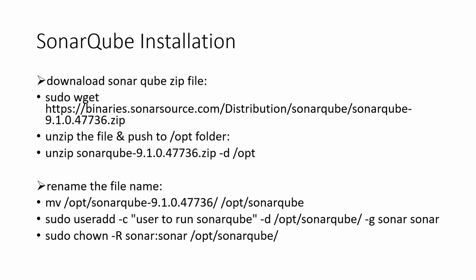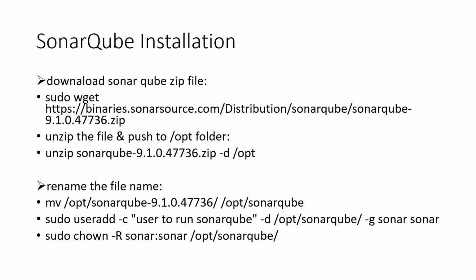Let's talk about the SonarQube installation. Once all these prerequisites are met, you can download SonarQube using the below link. What you need to do is run this wget command for the zip file. It will download the zip file. Once it is downloaded, you need to unzip this file.